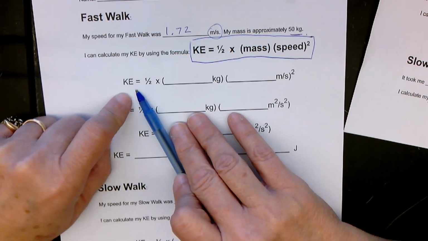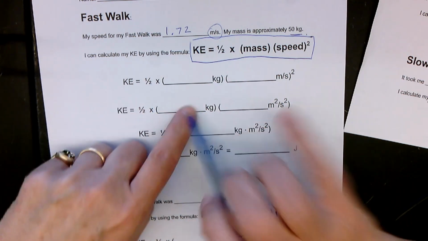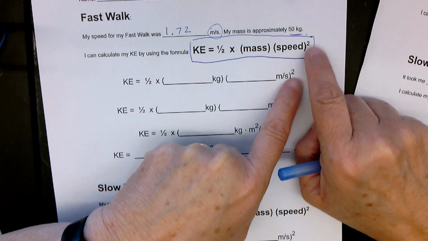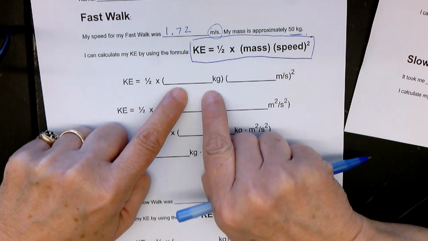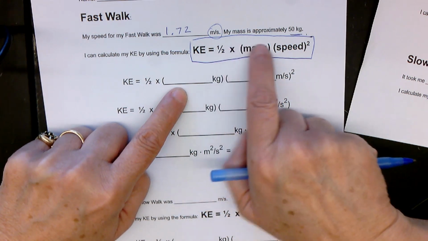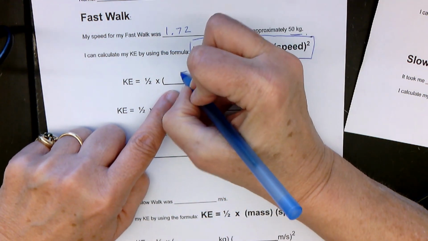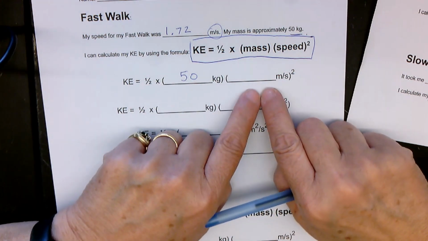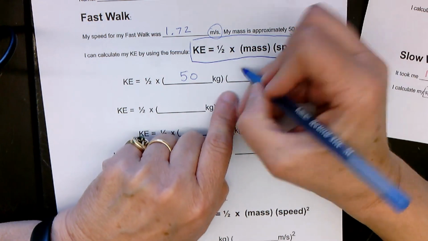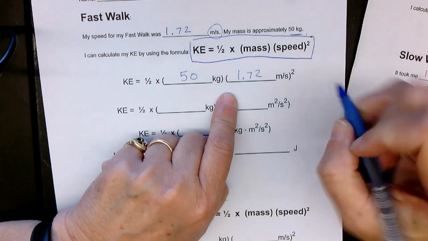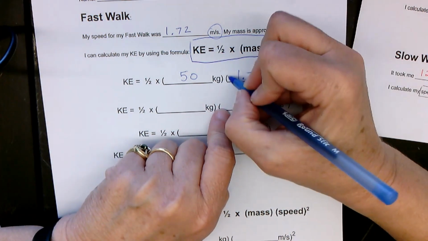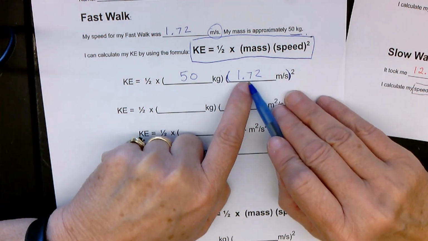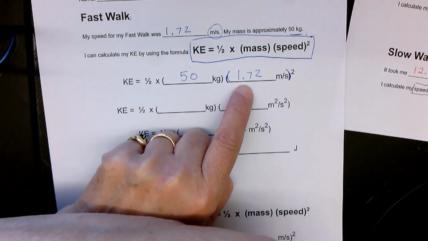So here we are. Kinetic energy equals 1/2 times the mass times the speed squared. We'll talk about what squared means in a minute. So right here, kilograms, the mass I'm going to use, we're going to assume everyone is 50 kilograms. So there you go, 50 kilograms. And then my speed, well, that's what I calculated before. I wrote it here. It was 1.72 meters per second. I'm going to take this number and I'm going to square it. When you square a number, all it means is you take that number and you multiply it by itself.